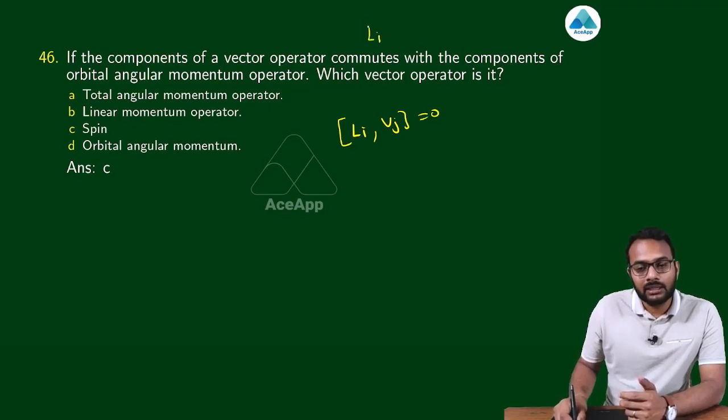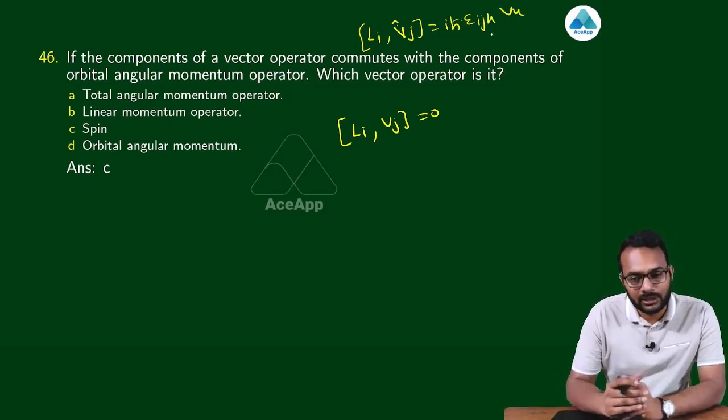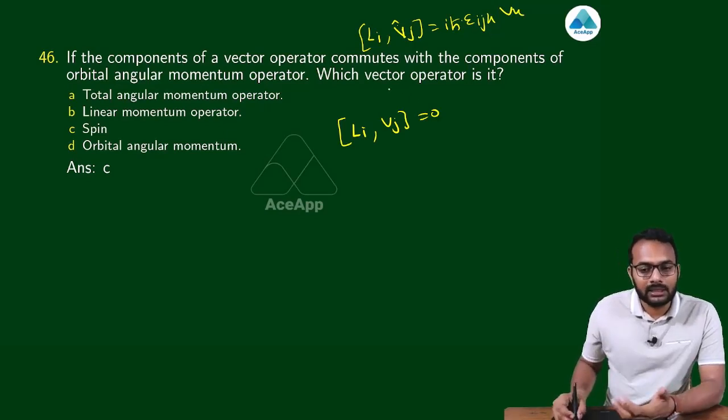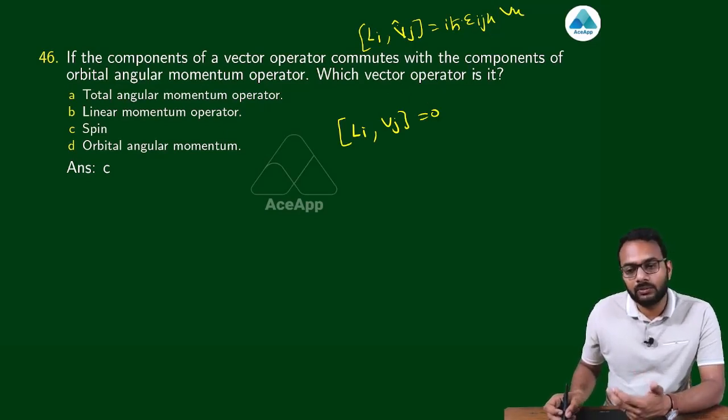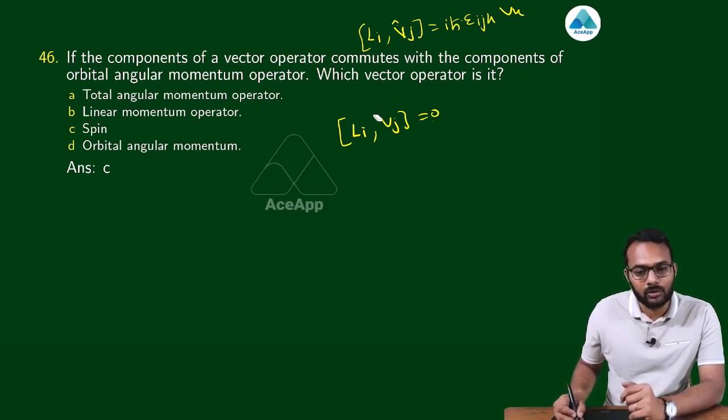Usually all vector operators follow this relation, [Li, Vj] = iħ epsilon ijk Vk, right? They don't commute. This is the rotation property. But they are saying that there is one vector operator which does not follow this, so which commutes with the orbital angular momentum operator, all right?